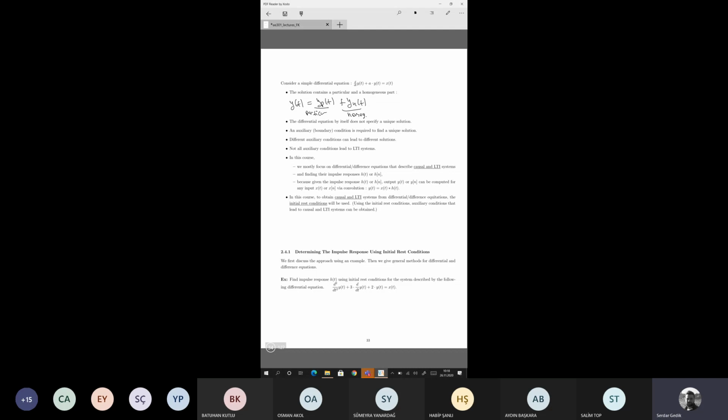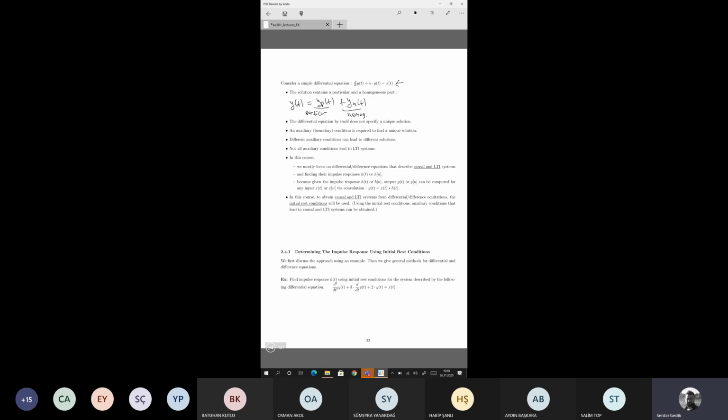Gives me y of t. Well, I'm sure that you have gone over those in your differential equation classes or calculus classes, but we will just make a small overview. Don't worry about this. Well, this differential equation by itself does not specify a unique solution.